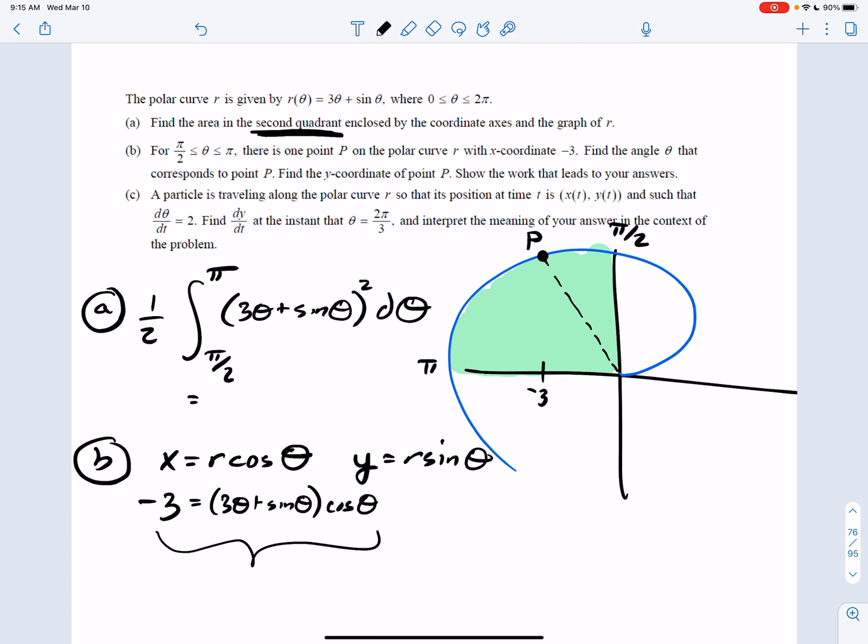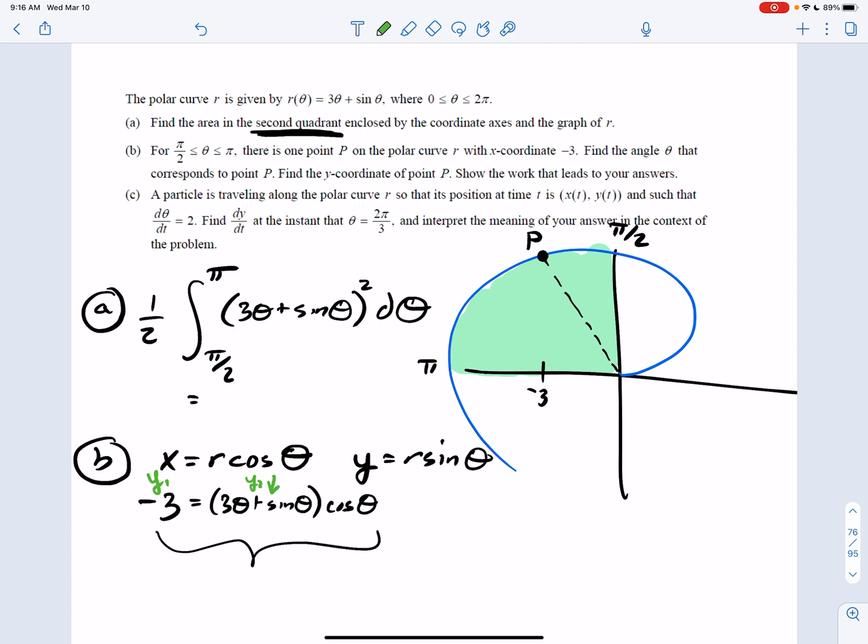I'm going to tell you guys exactly what I would do. Since I'm calculating, I want to go back to my function mode, okay? And what I'm going to do here is, once I go back to function, go back to y equals, make sure that everything is clear. I'm going to graph -3 as y1, and all of this as y2. So y2 will be the quantity of 3 theta plus sine theta, or in this case x, times cosine x.